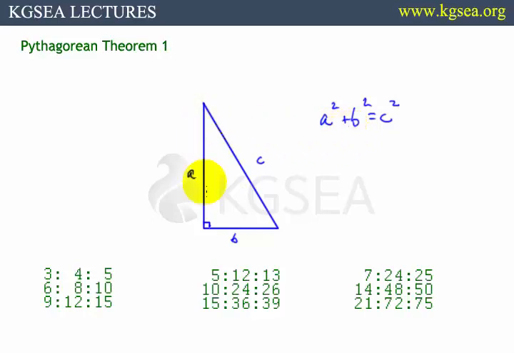Legs are the sides that are touching the right angle. So A and B are legs. C is the hypotenuse. You can see it as the longest side or the only side that is not touching the right angle. So that's the relationship here. Now, you know that. You know how to compute it, but that's not good enough.